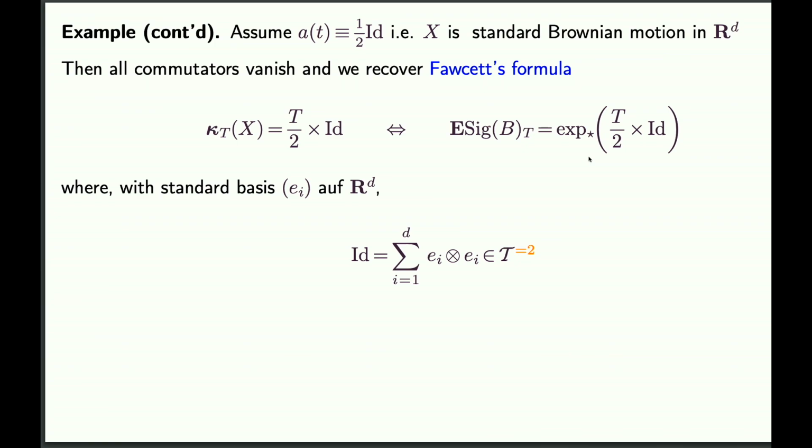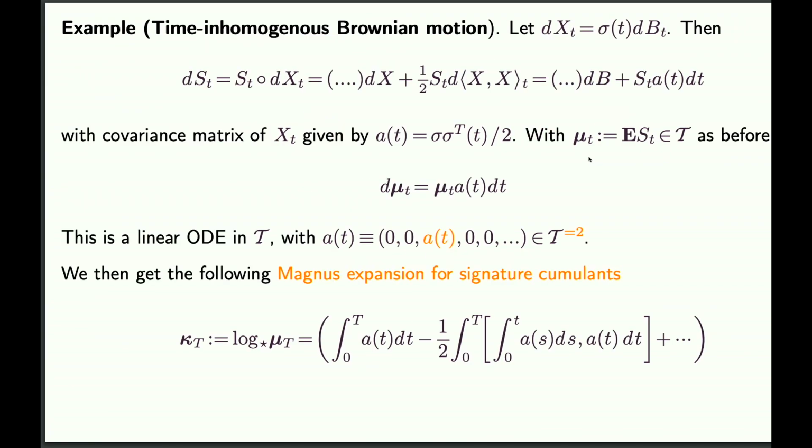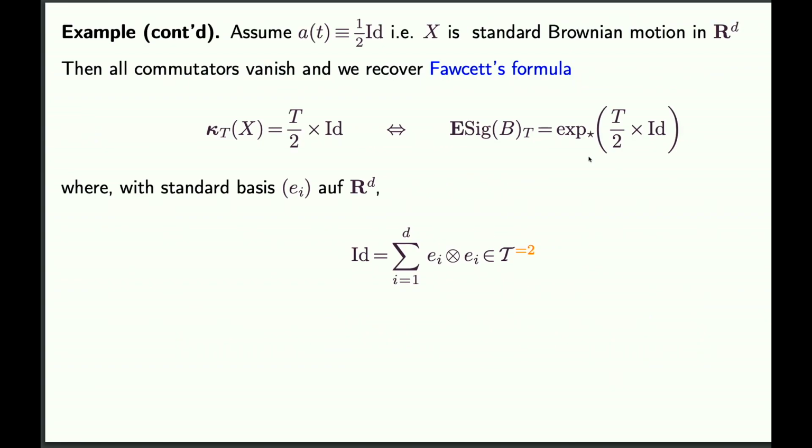If you have no time dependence and you're looking at standard Brownian motion, then all these commutators vanish, okay? And then you have one very simple formula, namely this one. And that's pretty. At least I think it's pretty. Here is the identity 2 tensor. This is the tensor exponential. And here's the expected signature of Brownian motion up to time t. So make no mistake, there's a lot of information in here.